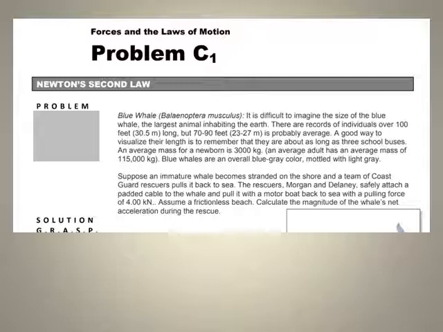The information follows that we're going to hook it up with a special motorboat. We have a special padded cable so you're not injuring the whale. And we are going to pull the whale with 4,000 newtons. See, that's 4 kilonewtons. 4,000 newtons of force. In this case, we are assuming a frictionless beach. We're trying to figure out what the net acceleration of the whale is as it slides into the water. So that's the problem. And then if we set it up by GRASP, it will look like this.